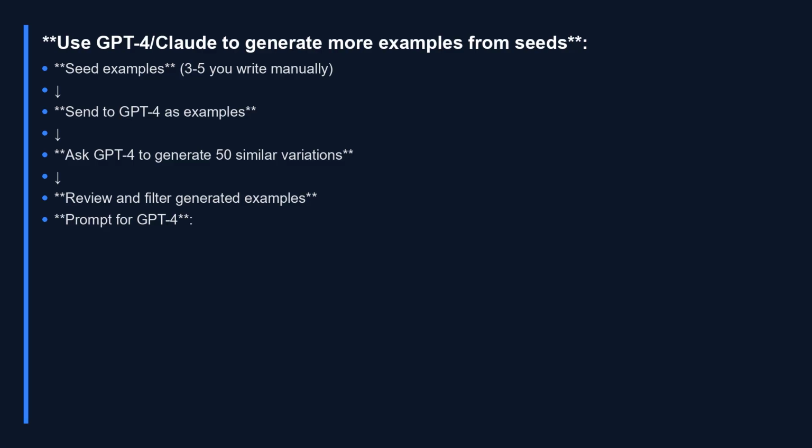The third generation strategy uses GPT-4 or Claude as a data factory. Write 3 to 5 examples manually. These are your seeds, and their quality sets the ceiling for everything generated from them. Send those seeds to GPT-4 with a prompt asking for 50 similar variations. Review and filter what comes back. The prompt to use is shown here.